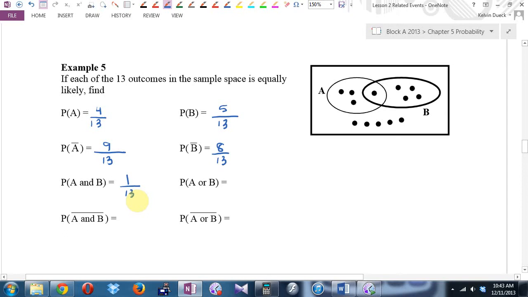What about A or B? Now, A or B means one or the other, or both, unlike in English, where or just means one or the other exclusively. A or B in probability means one or the other or both. Oh, it's going to be 1, 2, 3, 4, 5, 6, 7, 8. That's how many are in A or B or both.